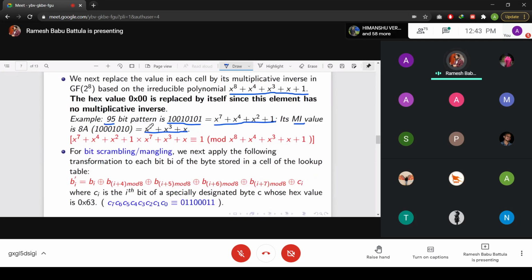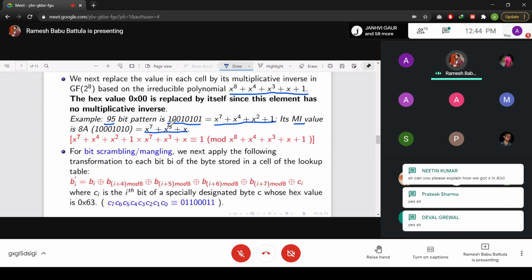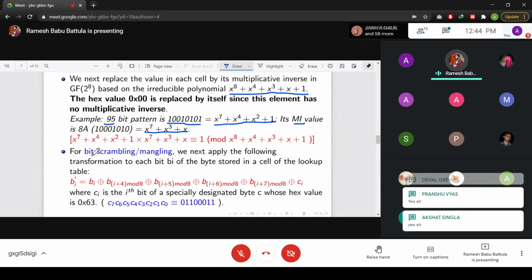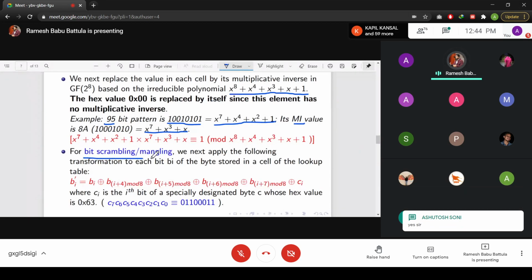Here we have x to the power 7, x to the power 3 plus x. This is the second step to construct the S box. And the third step, we are going to call the bit scrambling or mangling process. What we need to perform is an operation.